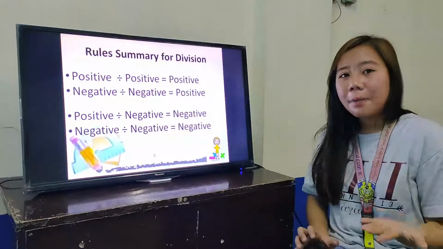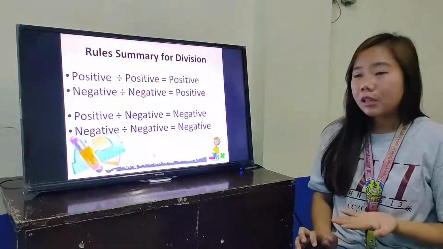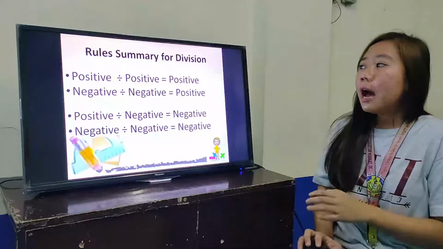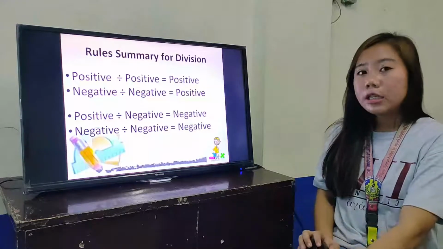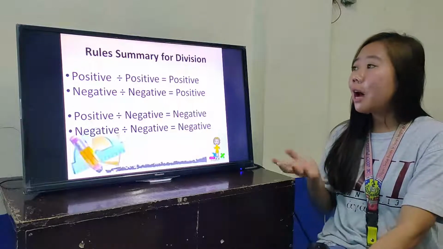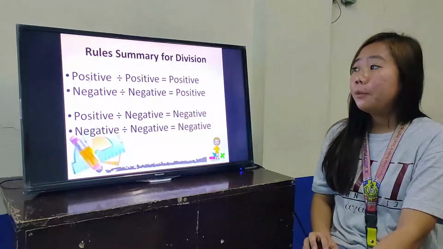Ma'am, talaga magkapareho lang po talaga sila ng multiplying integers. Yes, you are correct. Ang pagkakaiba lang po nila ay ang symbol, operation symbol. Okay, so let's have an example for this bullet.